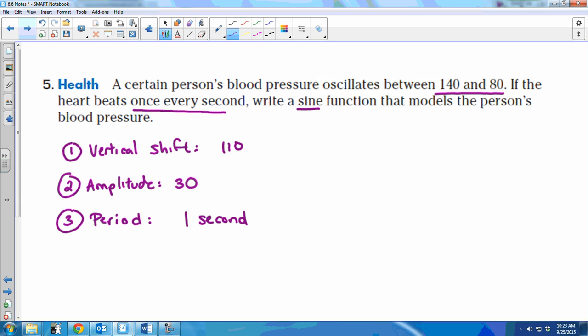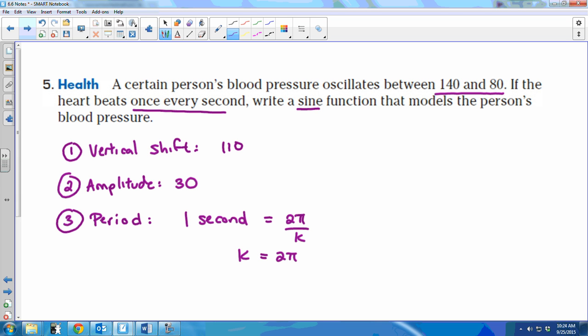If we're going to write an equation, we'll need to know k then, right? So we'll say 1 second equals 2 pi over k. So k equals 2 pi. Does that make sense?